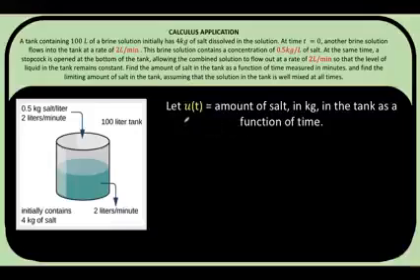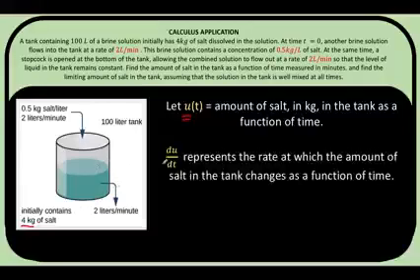First, let's define our function u of t to be equal to the amount of salt in kilograms in the tank as a function of time. So think of u as the amount of salt in the tank. The amount of salt in the tank varies with respect to time. We start at time equals 0 with an initial value of 4 kilograms of salt out of the 100 liters of liquid in the tank, and as time passes by, the amount of salt concentrated in this solution increases. Then we define the derivative of u with respect to time to represent the rate at which the amount of salt in the tank changes as a function of time.